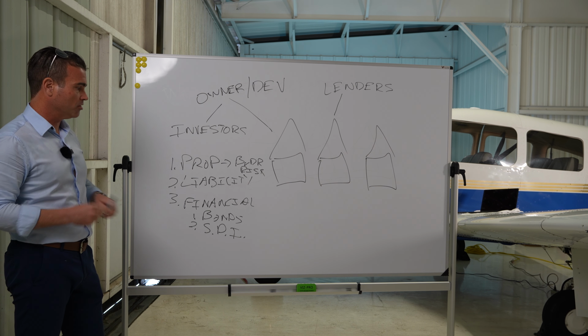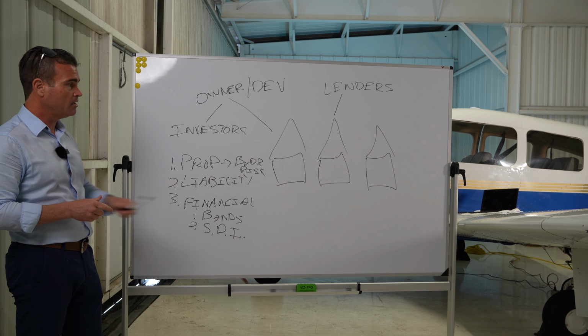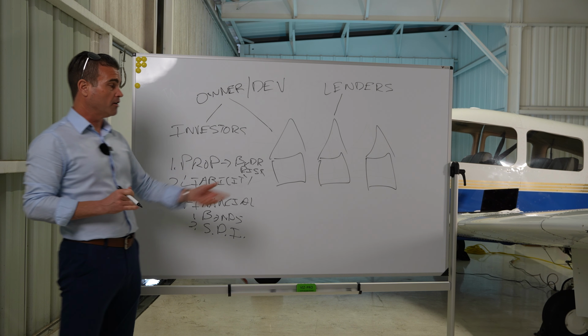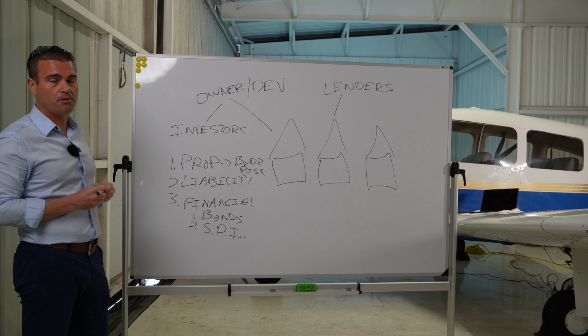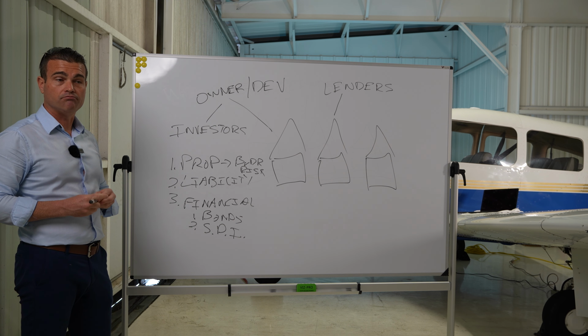All right, financial, bonds and SDI. So payment and performance bonds. What does that mean? Let's say you've got an electrical contractor. They're 50% through with your project. It's a $150 million project. Their scope's going to be a couple million dollars, right? They go insolvent. They walk away.